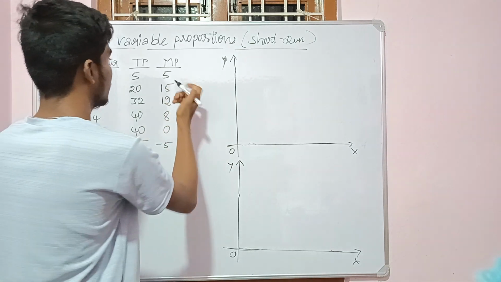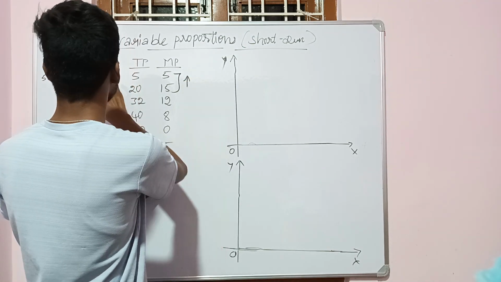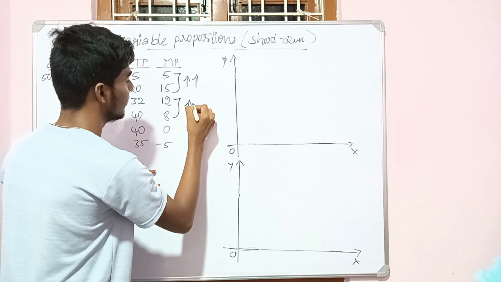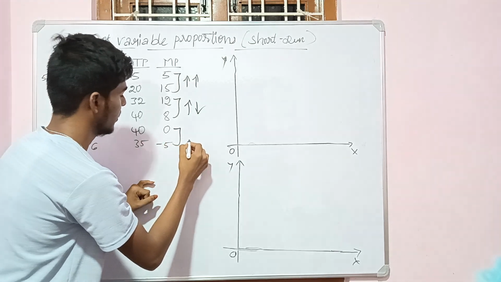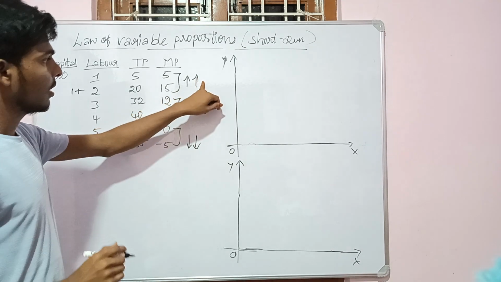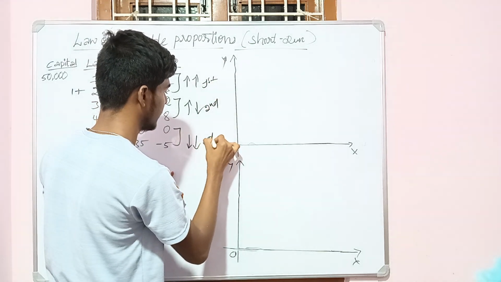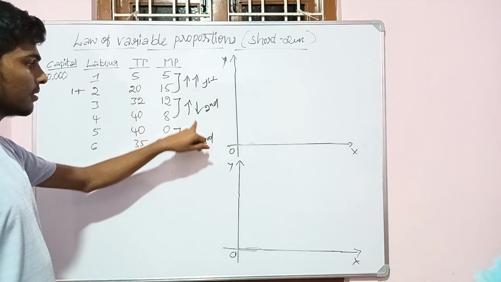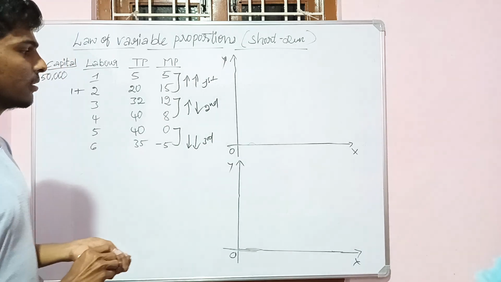You can observe that here it is increasing at an increasing rate of returns. Here it is increasing at a diminishing rate of returns. Here it is negative, it started diminishing. It is the first stage, second stage and the third stage: increasing rate of returns, diminishing rate of returns, negative rate of returns. These are the three stages. We put it in the graph right now.